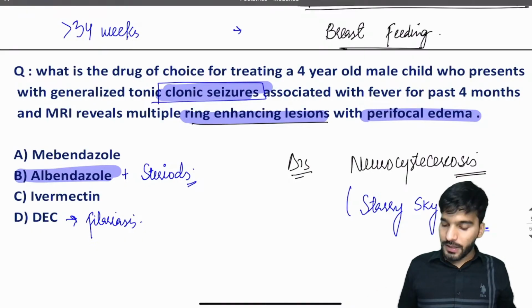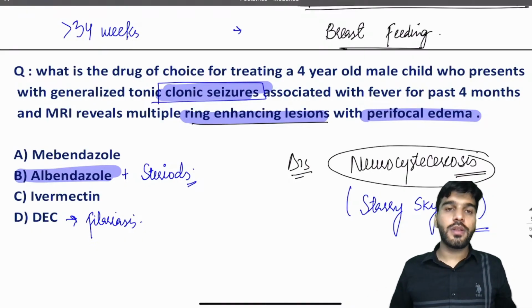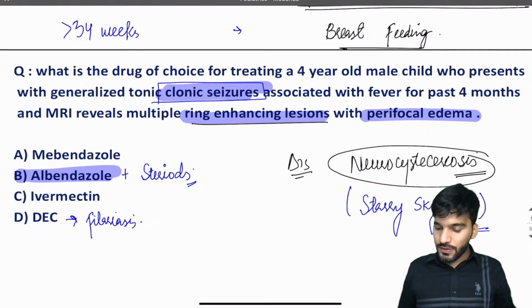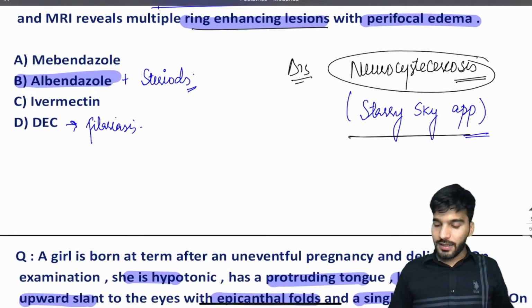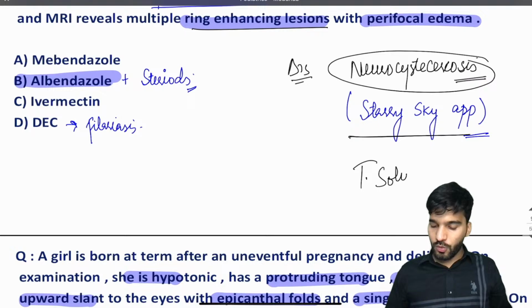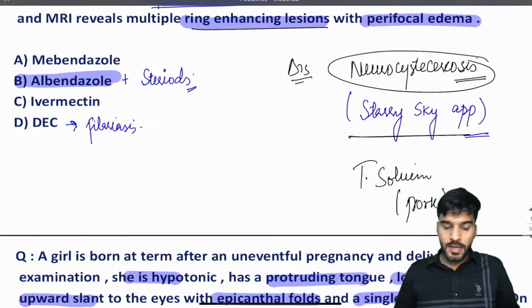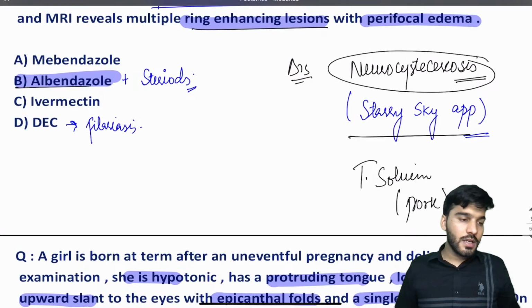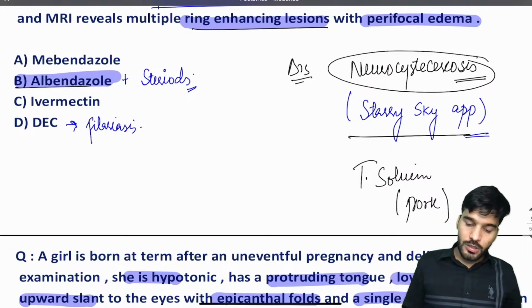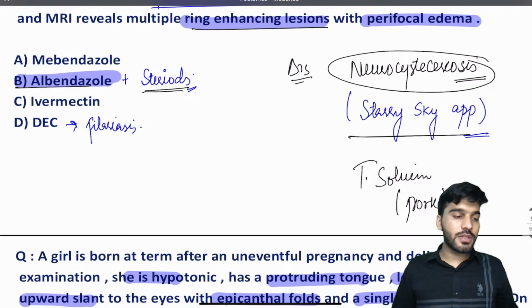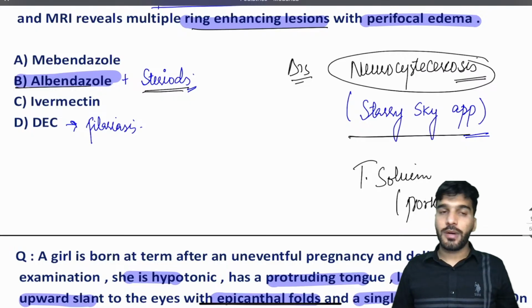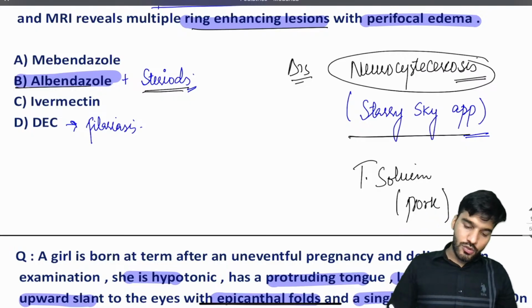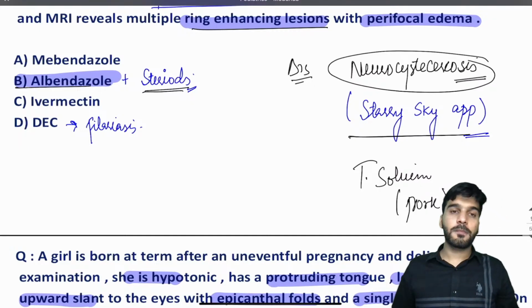Further, we discussed a case having a seizure with multiple ring enhancing lesions, Neurocysticercosis, guys. You already know that it is due to Taenia solium, pork. And the drug of choice is going to be albendazole. For this parasitic infection, the drug of choice is albendazole plus steroids. What will steroids do? We use steroids like prednisolone and dexamethasone. Eventually they will decrease the inflammation.